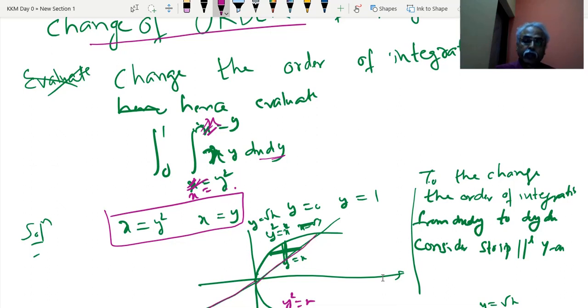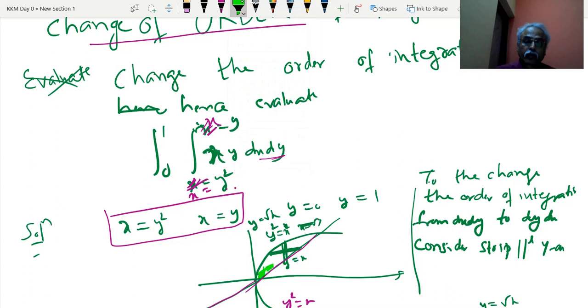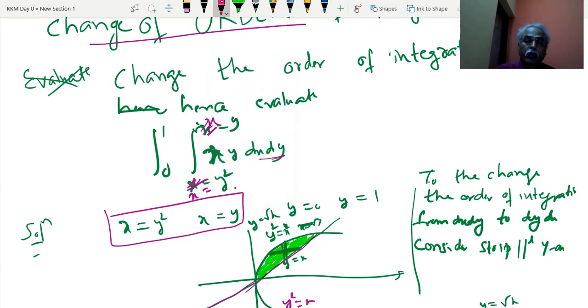Naturally, the region of integration is between the straight line and the parabola. This becomes the region of integration. Again, to find the limits of integration, what you do? Take an elementary area. If at all you want y first, you have to take x. If at all you want x first, you have to take y. Now already x is given. x is moving from parabola to straight line. But you don't want x.